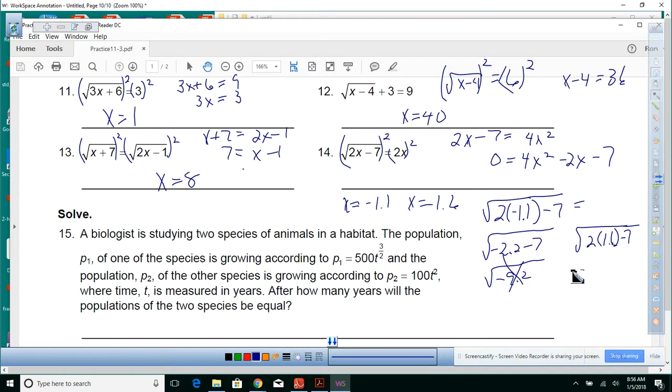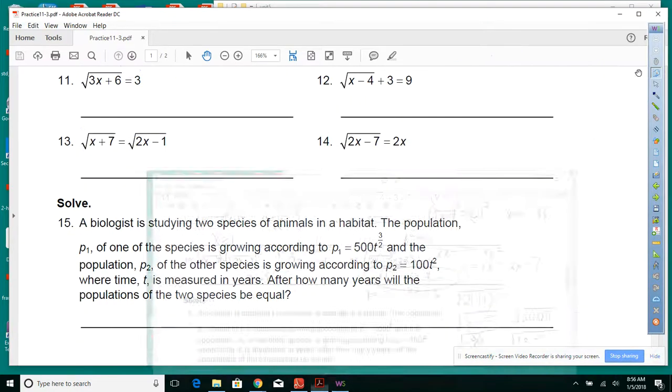And let's try the square root of 2 times 1.6 minus 7. That's the square root of 3.2 minus 7, and that's the square root of negative 3.8. Can't do that either. So this one here is no solution. Okay, no solution. You have to check your answers and make sure they work. All right.